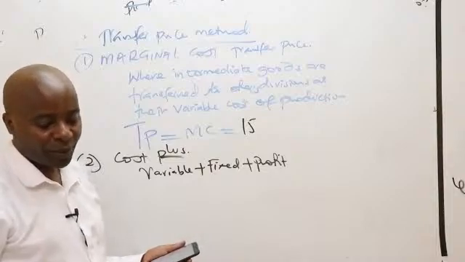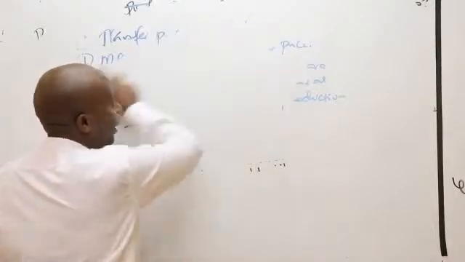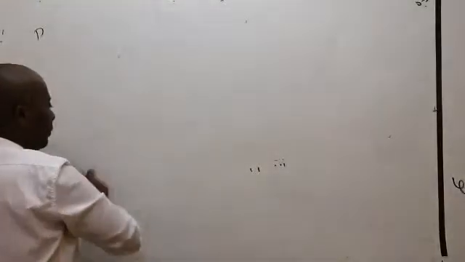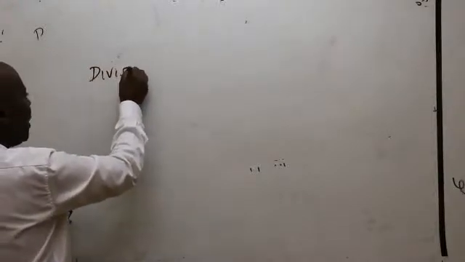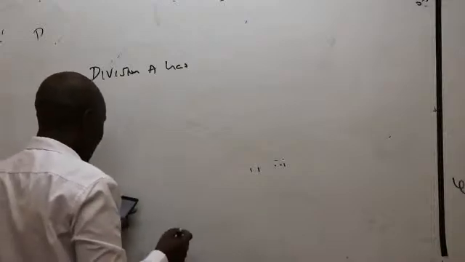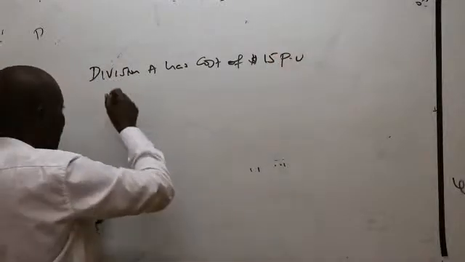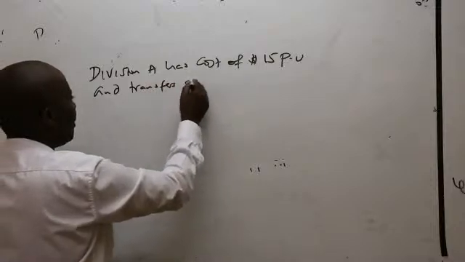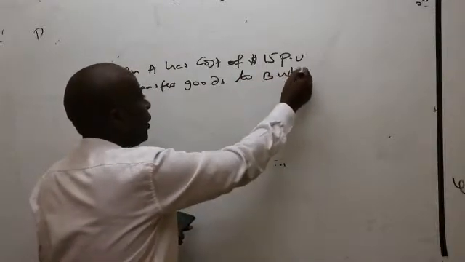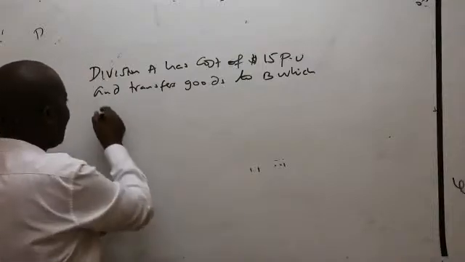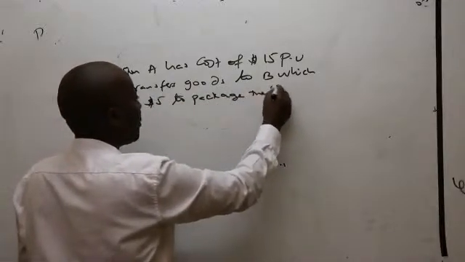And I would want us to write a short question on this cost plus before we proceed. We have to understand this basis. So write the illustration. We are told here that division A has a cost of $15 per unit, and it transfers goods to B, which incurs $5 to package the items.